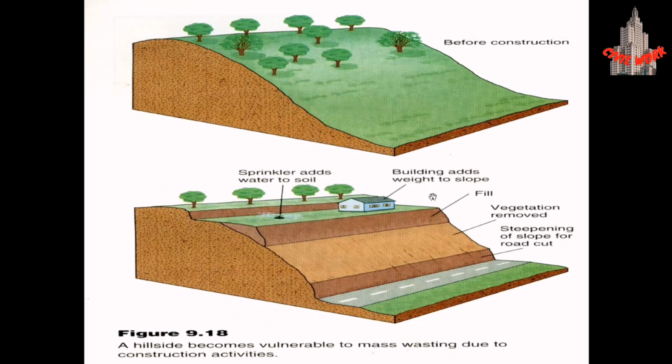Buildings add weight to the slope, which shows that when the building is made, it will add weight to the slope, and the fill will slide over this slope. We have also removed the vegetation from here, and it will surely cause this fill to slip from its place, from here to there on the road. A hillside becomes vulnerable to mass wasting due to construction activities.